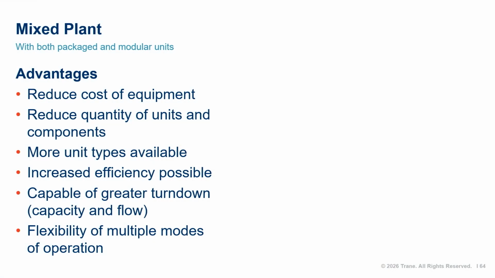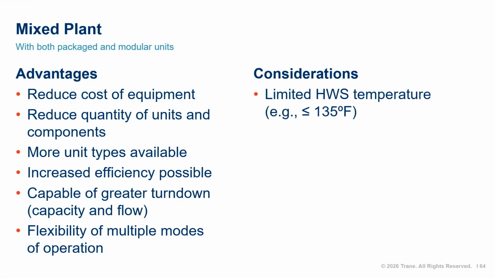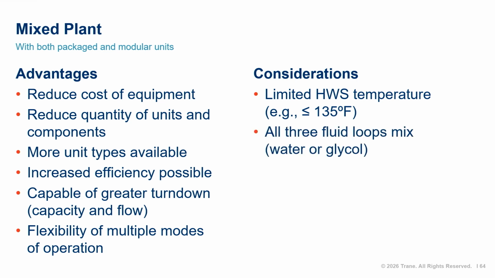But there are some system design considerations for this type of mixed plant. The first one is a limit on the design hot water supply temperature. It's limited by the unit with the lowest achievable temperature, in this case 135 degrees from the multi-pipe unit. And with how the heat pump chillers are connected to the heating, cooling, and geothermal loops, all three fluid loops will mix. And last, as can be expected, is increased complexity in the system controls.